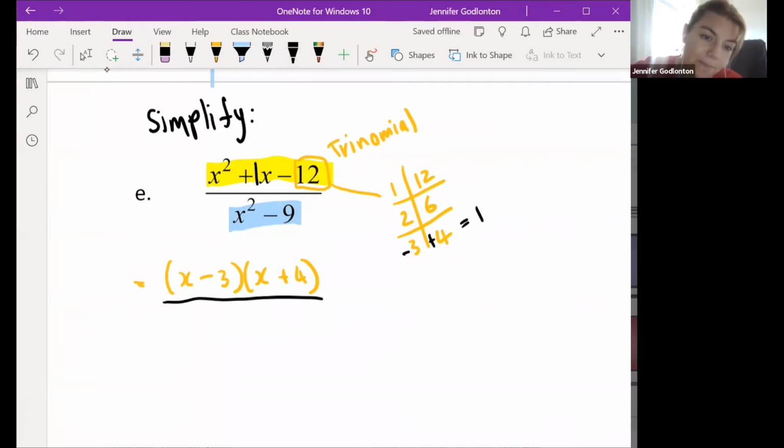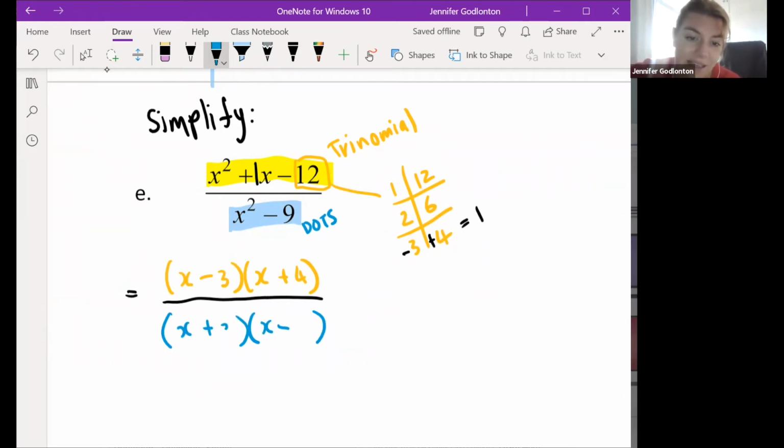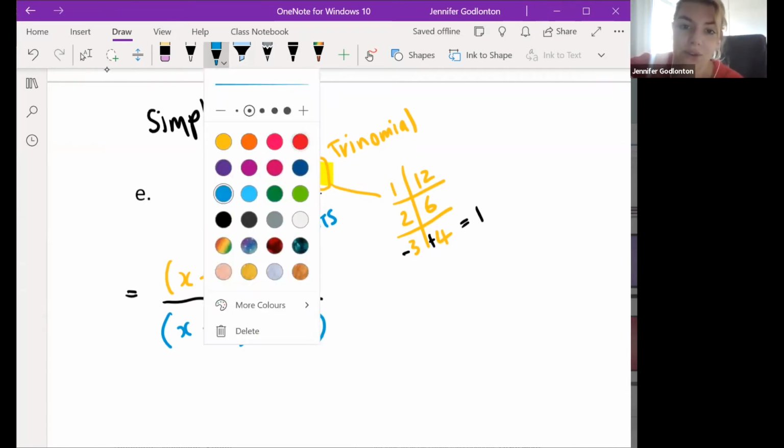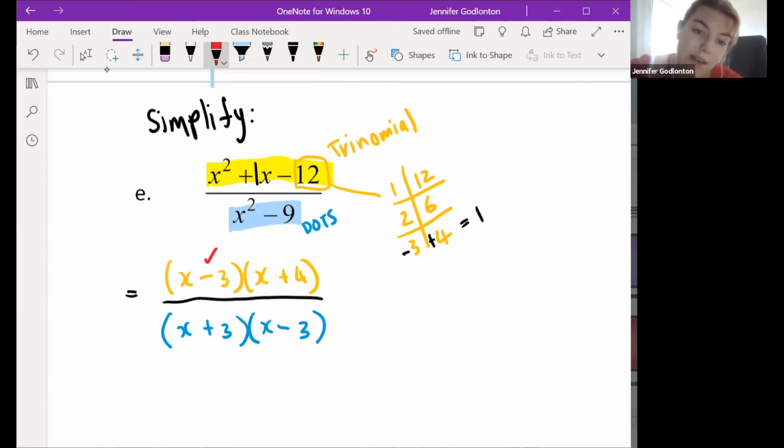All over. Now I'm going to look at my denominator. I've got x squared minus 9. That's difference of squares. So I'm going to have 2 brackets. I'm going to have a plus and a minus. I'm going to have an x and an x and a 3 and a 3. So my marks so far, I'm going to get 1, 2, 3 marks up until that point.